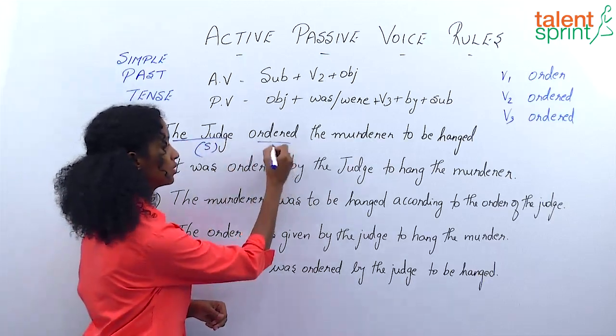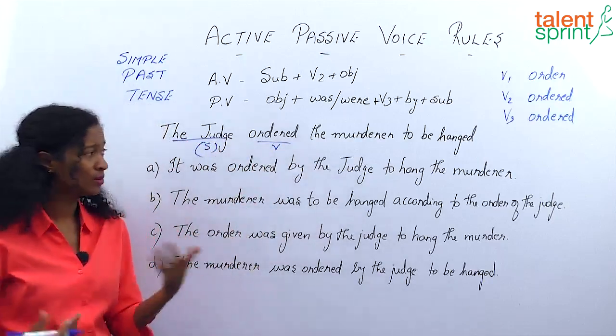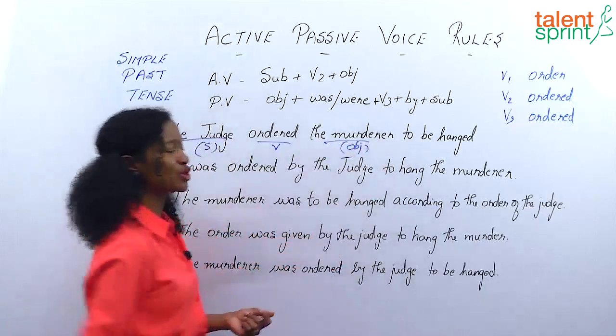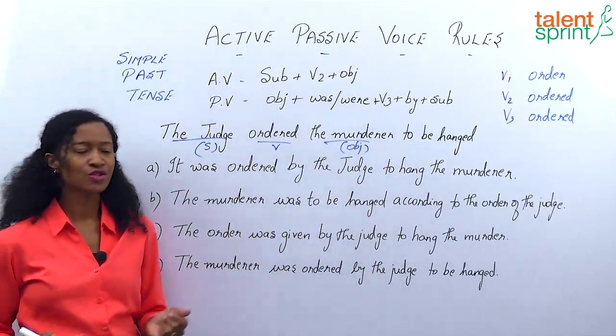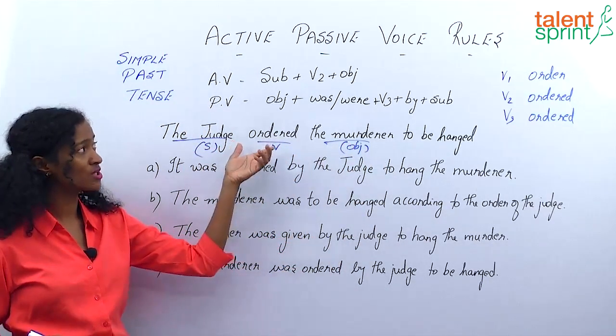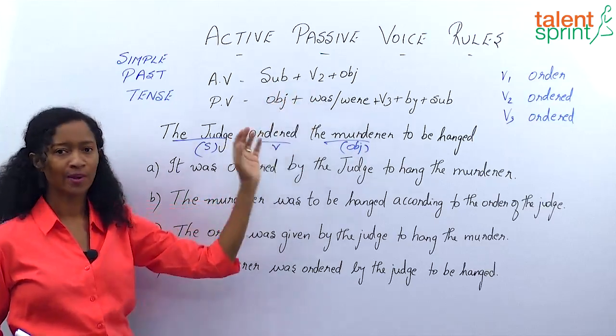Ordered is our verb. Ordered whom? The murderer. Object. To be hanged, right? So now that we've established the subject, verb and the object, notice that active voice says subject plus verb plus object.